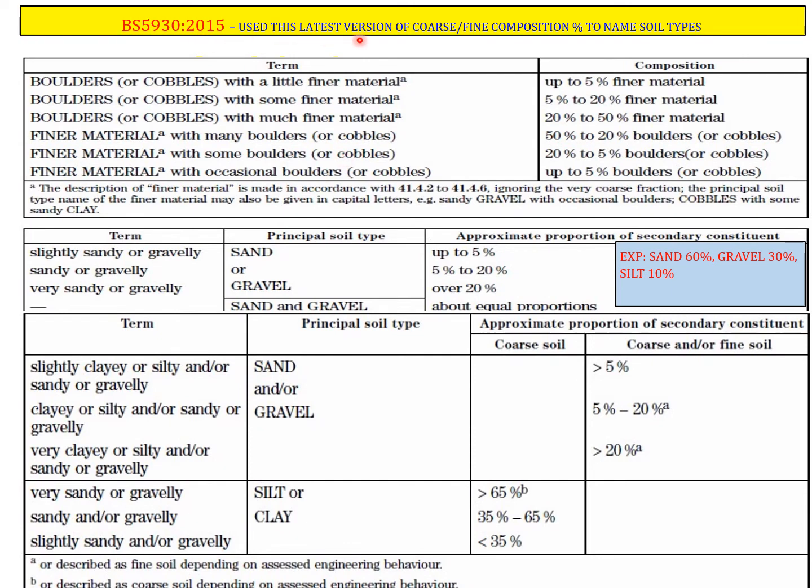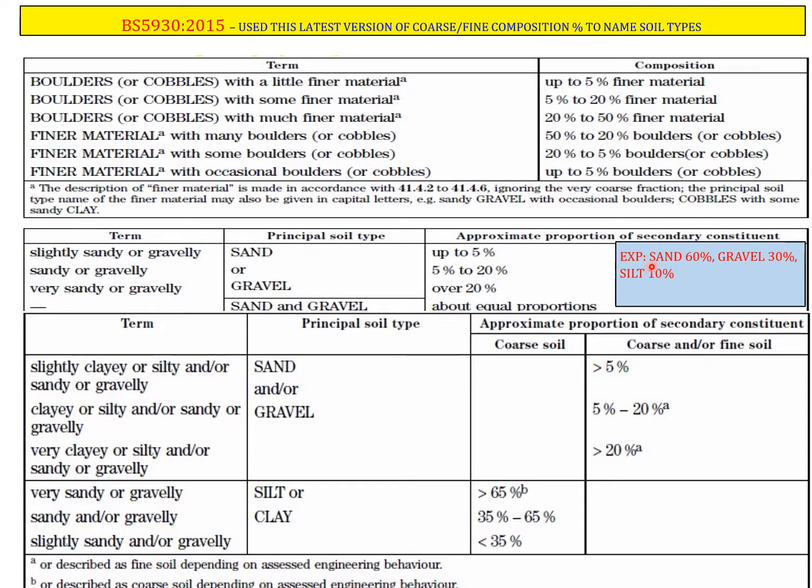Alright, so this one is the latest version of the fines composition percentage used to name soil type. Okay, I will give you an example here. Sand is 60%, gravel is 30%, silt is 10%. Okay, look at the table. This one is the principal soil type, this one is the secondary constituent. So based on the percentage here, the principal soil type is sand, the secondary constituent is gravel. So how to name the soil? First, you look at the gravel. Gravel is 30%, which is more than 20%, so the name will be very gravelly. So the soil is silty, very gravelly sand.